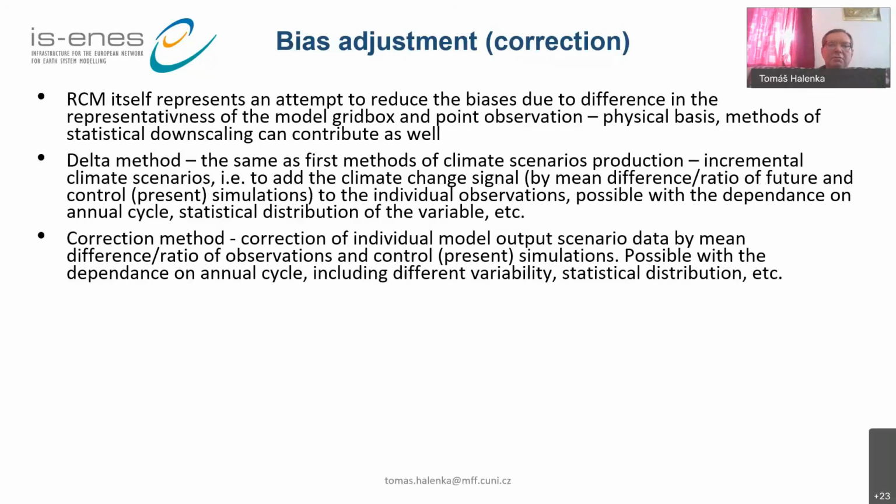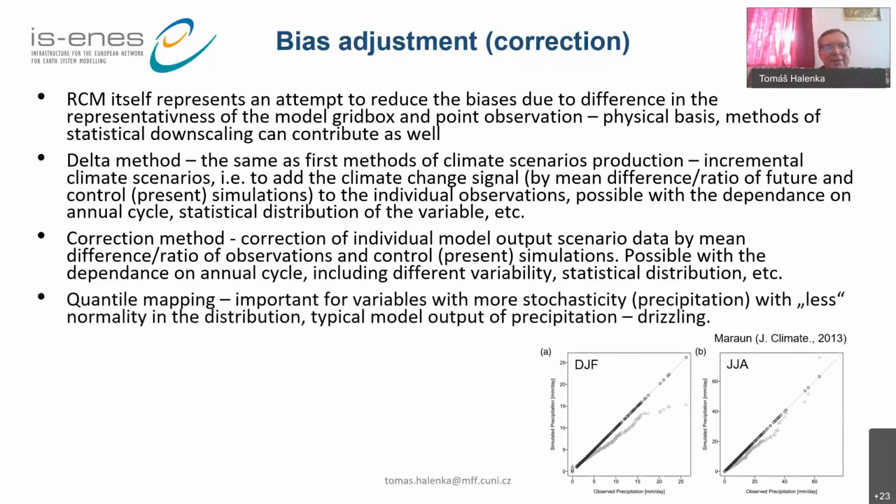There is a correction method, which corrects individual model outputs based on the differences. Both these methods can be developed a bit to get different corrections based on the annual cycle or the statistical distribution of the variable, and so on. Today, probably the most popular method is the quantile mapping technique, which maps the real distribution of the variable to be studied.